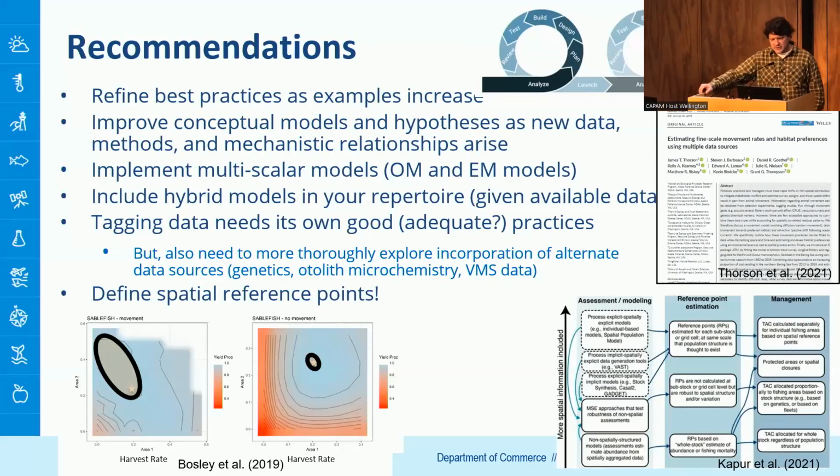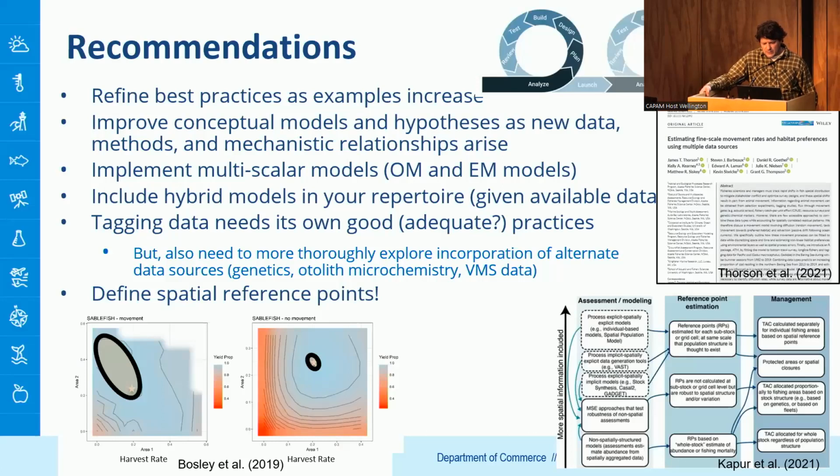In terms of recommendations, I think we want to refine best practices as examples increase. When you look around the room in here, the folks that are doing spatial assessments largely come from the tuna world still. There's growing examples elsewhere, but there's still not a ton of them. So we want to refine best practices as those examples increase. I think we can improve conceptual models and hypotheses as we start using new data, methods further develop, and mechanistic relationships arise, especially as they relate to oceanography and the environment.